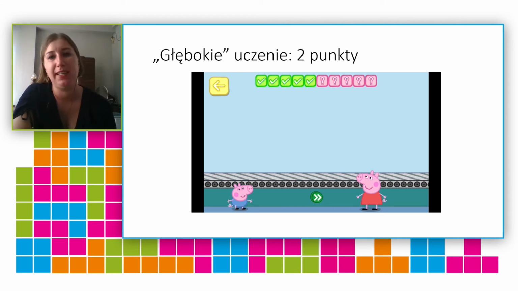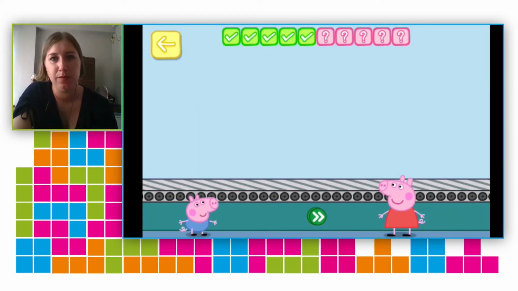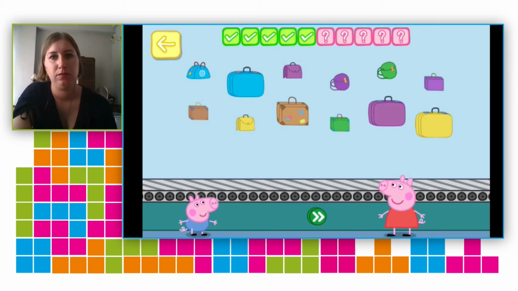As for this in-depth, profound learning, here we have a very good example of Peppa Pig on holidays.